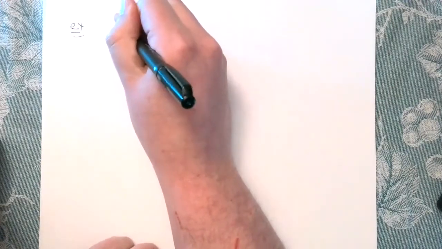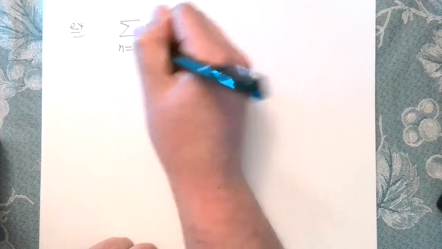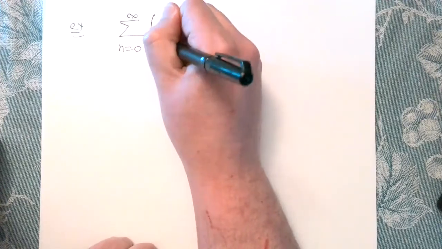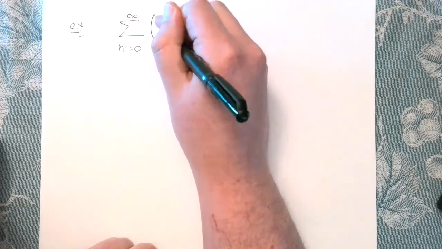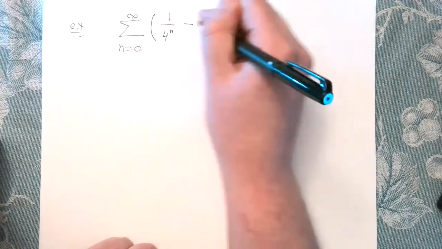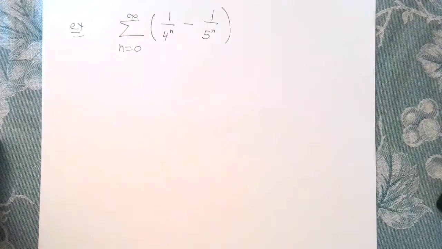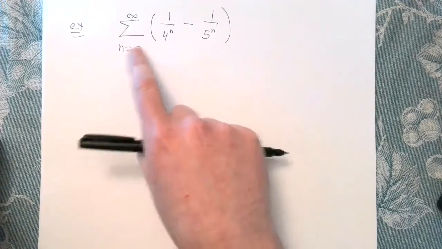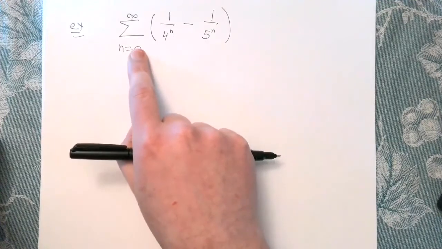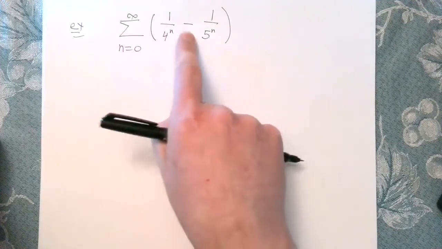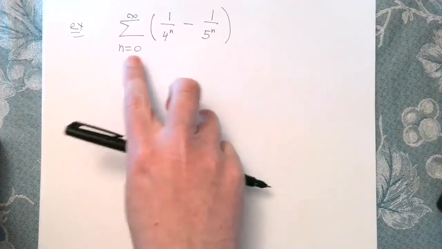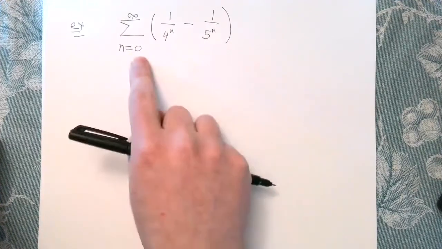All right, let's try another one. So let's say we've got the series from n equals 0 to infinity of 1 over 4 to the n minus 1 over 5 to the n. This is a good time to discuss when you're allowed to break up series over addition and subtraction. Now, in order to break this up, you can't just instantly say, oh, it's the series of the first minus the series of the second. So I would have to converge in both of these in order to break this up.